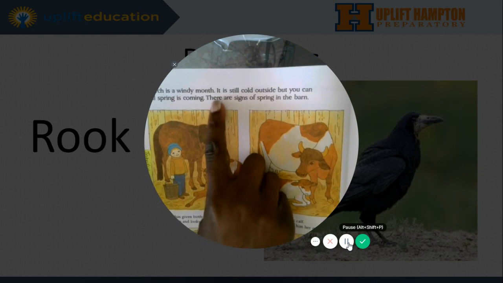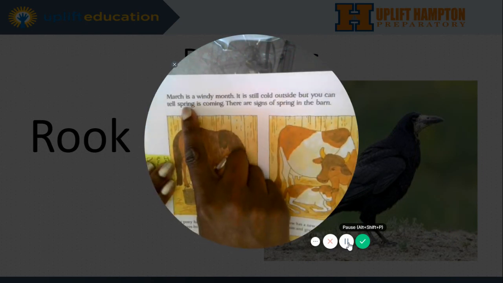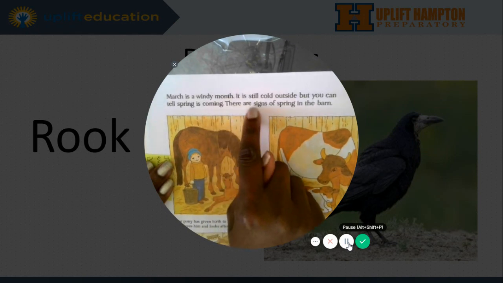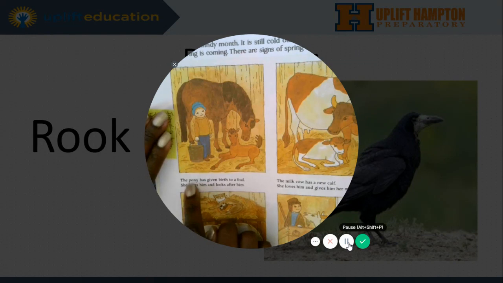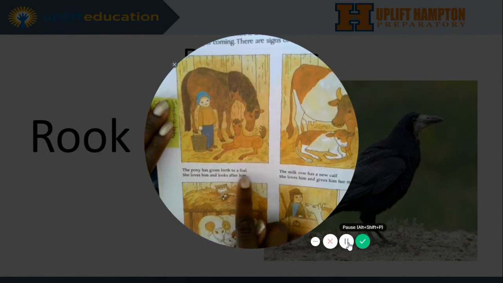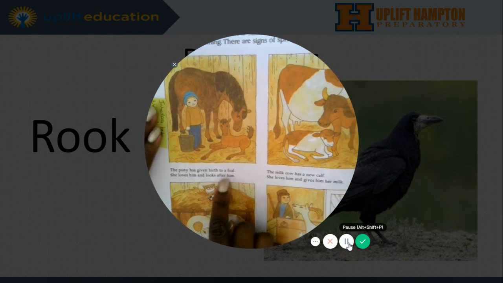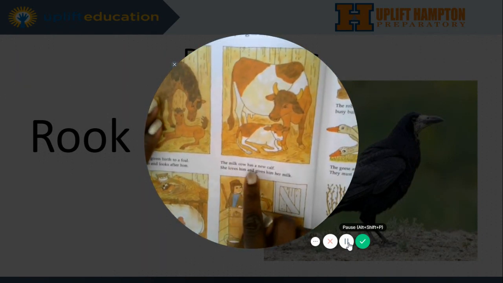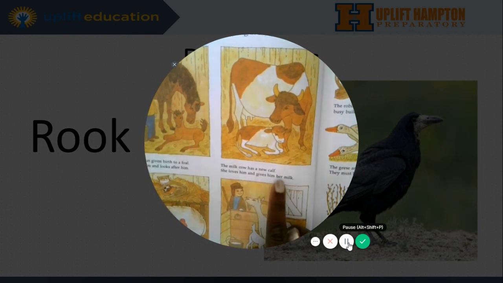March is a windy month. It is still cold outside, but you can tell spring is coming. There are signs of spring in the barn. The pony has given birth to a foal. She loves him and looks after him. The milk cow has a new calf. She loves him and gives him her milk.